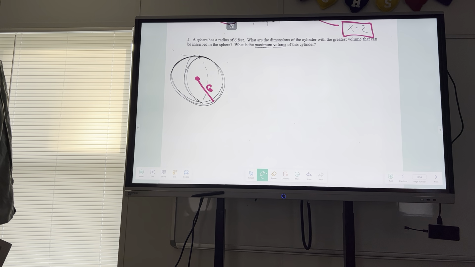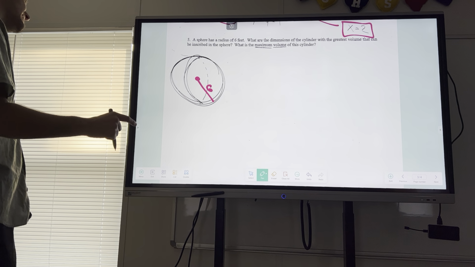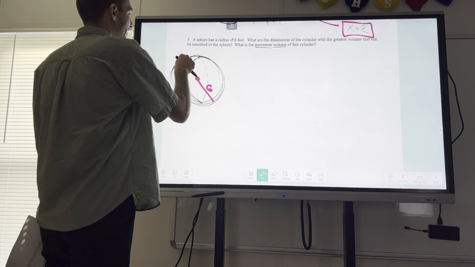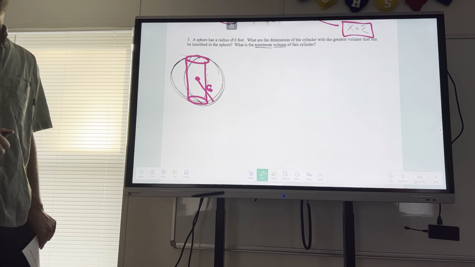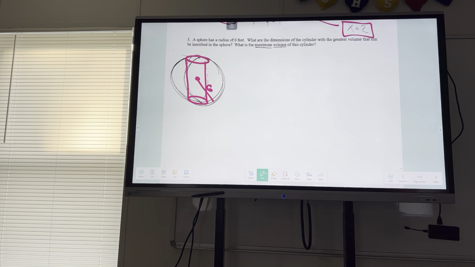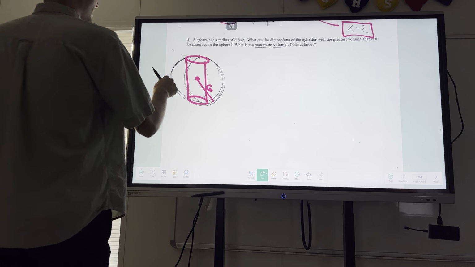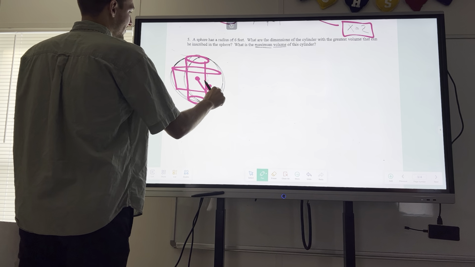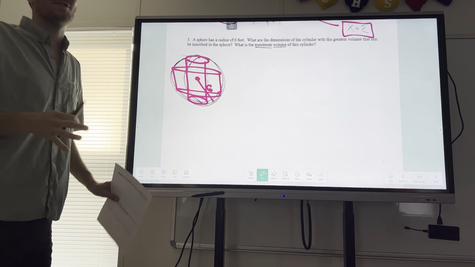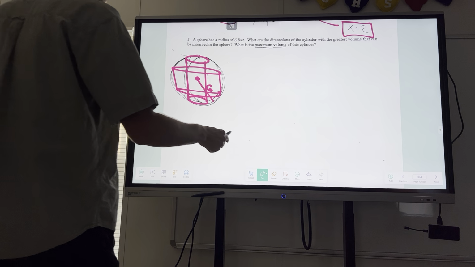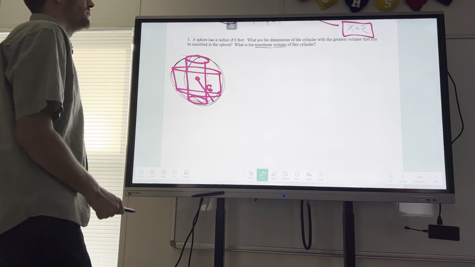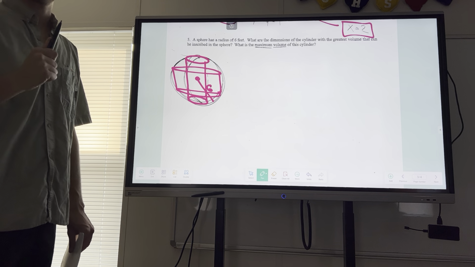What are the dimensions of a cylinder with the greatest volume that can be inscribed in the sphere? So inside of here, we're gonna put a cylinder as big as possible. Now that might be a wide cylinder or a tall, skinny cylinder. There are many different cylinders that could fit inside there, but we want the maximum volume, the biggest possible volume.